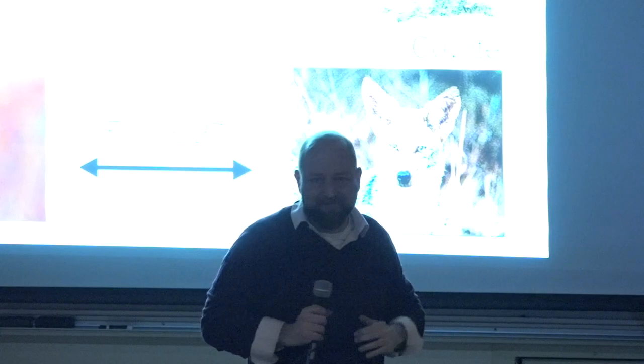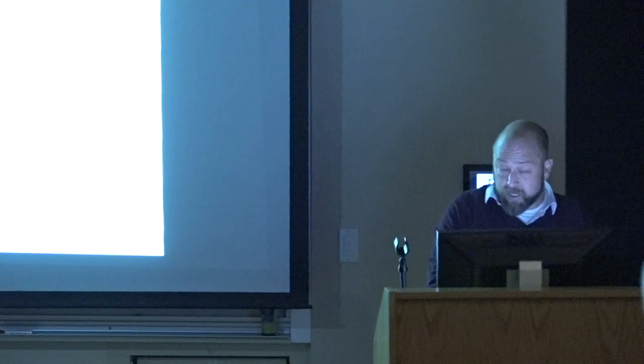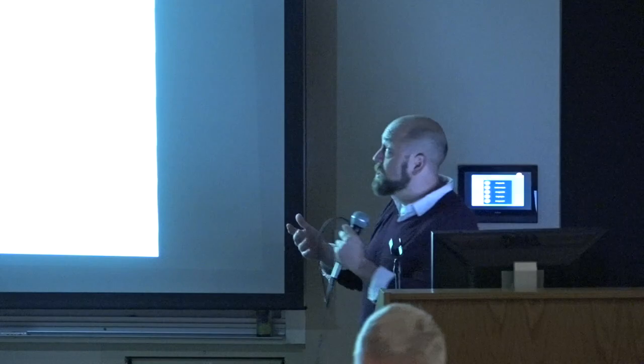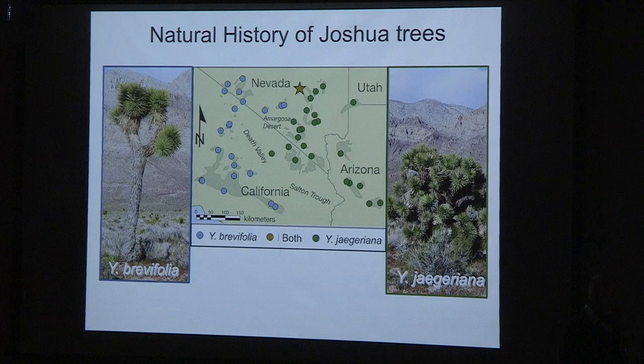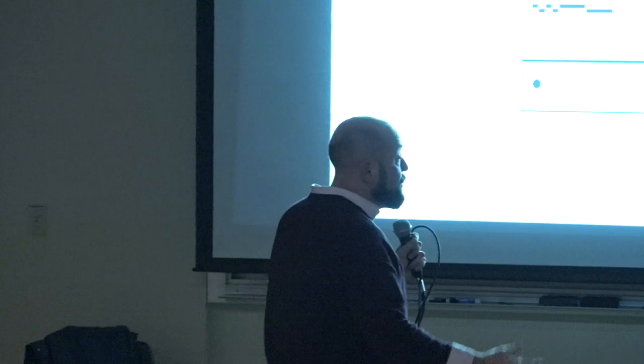I'm going to get ready to stop, but I'm going to say we're now applying this same tool to start to ask, if these are really different species, is it possible that the different pollinators are what is making them into different species? We talked earlier about how natural selection driven by pollinators might be able to cause species formation. We're using these same genomic tools to now ask, is there evidence that there's natural selection acting on Yucca brevifolia and Yucca jaegeriana? And is that natural selection caused by the pollinators?